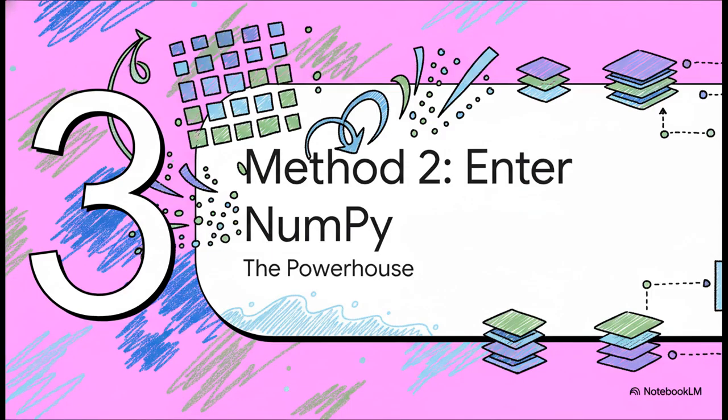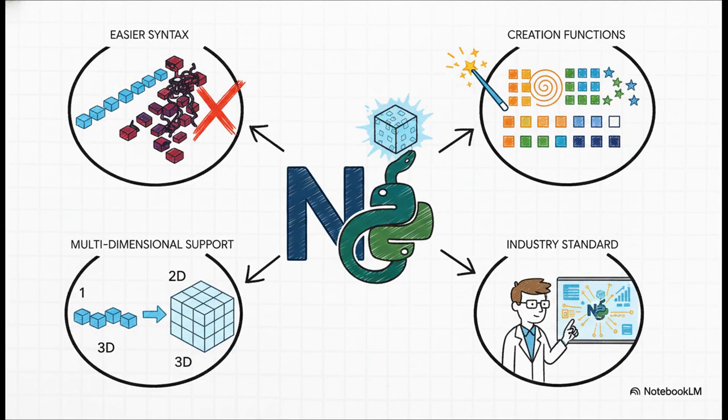So let's get to the industry standard, shall we? NumPy arrays. This is where things get really, really powerful, especially if you're working with data. So why is NumPy the king? Well, it's better in almost every way for data work. The syntax is way cleaner. You don't have to mess with those clunky type codes. It has a ton of functions for creating arrays right from scratch.